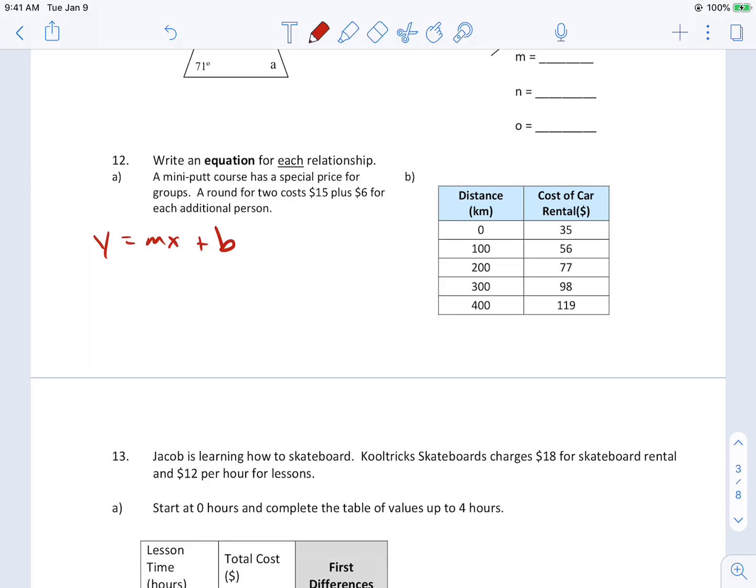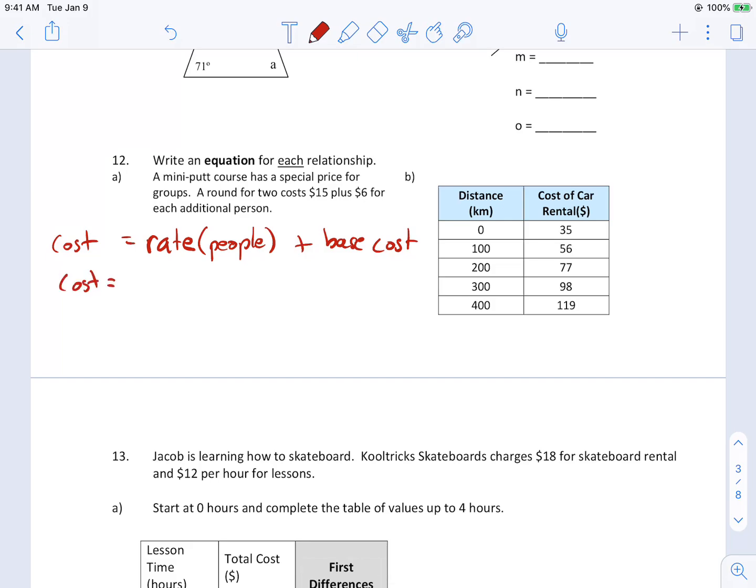Okay, so what do we have to do here? Well, it says a round for 2 costs $15 plus $6 for each additional person. So if we want to figure out the cost, so instead of y, maybe we should erase that and we'll put the word the cost equals m, which is our rate, and we know that that is going to be $6. So we have our rate times how many people do we have plus our base cost. So instead of using y equals mx plus b in words, this is really what this means.